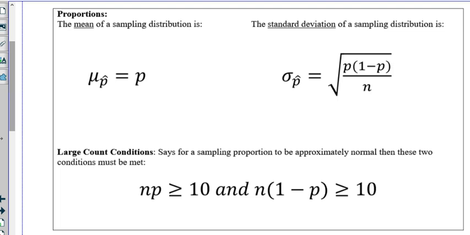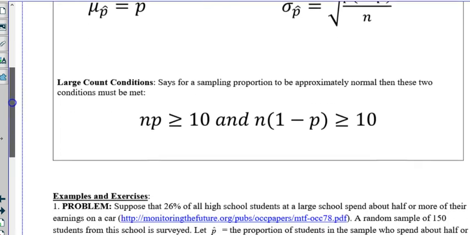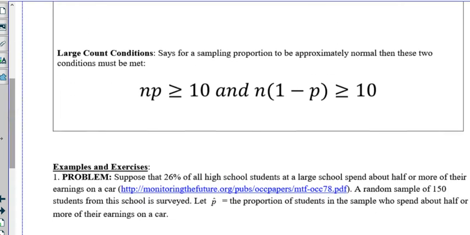So if P was 0.4, 1 minus P would be 0.6. If P was 0.08, 1 minus P would be 0.92, which is a very simple calculation. And you divide by N. Remember this from last year also.